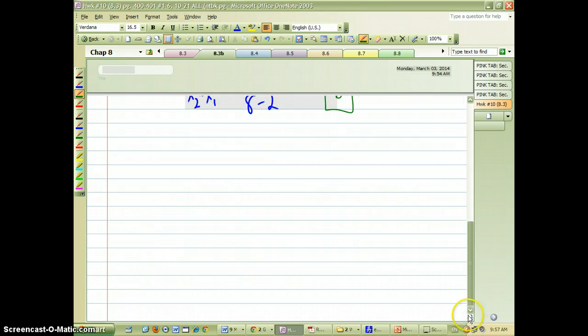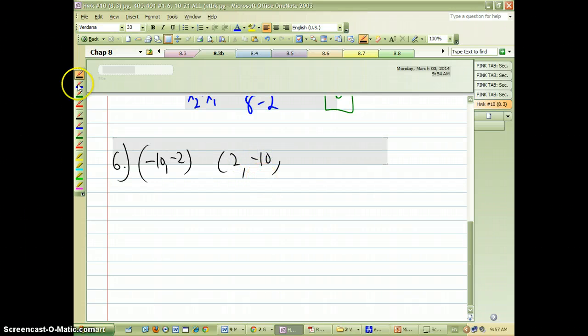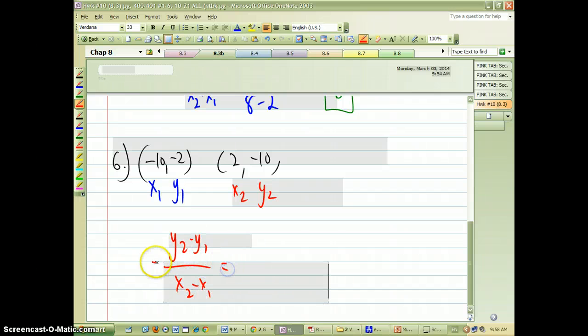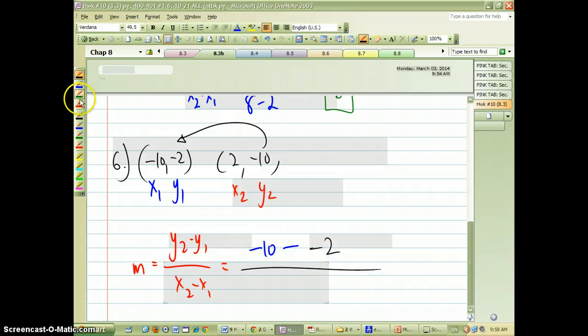Let me try number 6 really before the end of this video. We have negative 10, negative 2, and then 2, negative 10. All right, we got some negatives here. The first point is x1, y1. The second point is x2, y2. So my formula says that I'm going to subtract the y's, subtract my x's to find my slope. So I'm going to simply subtract negative 10 minus negative 2. Then I have 2 minus negative 10.